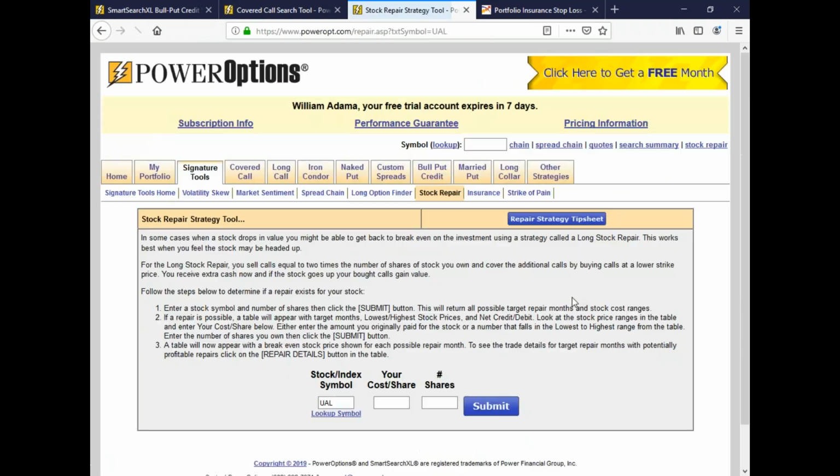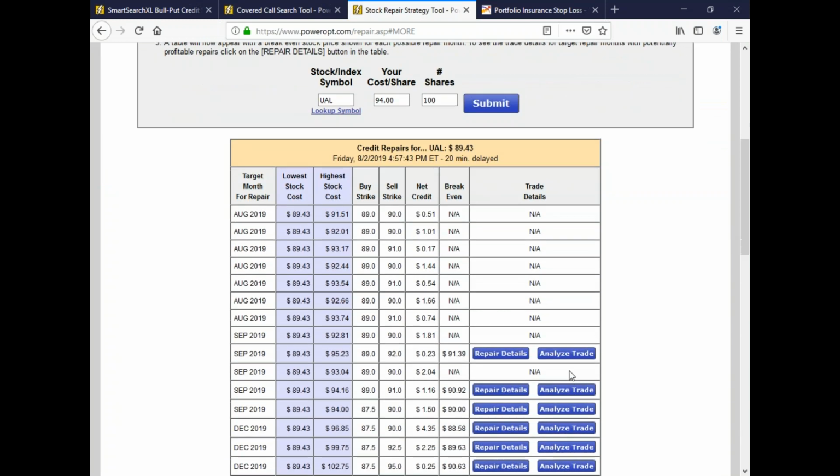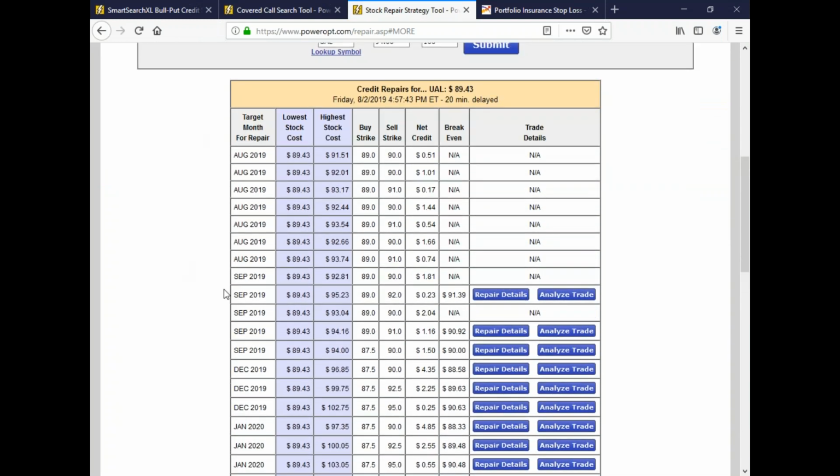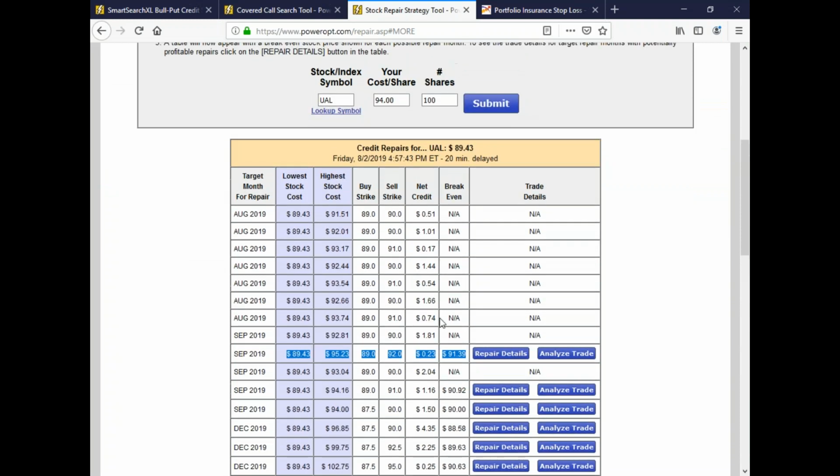Now, our stock hasn't dropped yet. It's sitting right at 89. But let's say that after selling the call and buying it back, my cost basis was 94 for 100 shares, 5 points above where the stock is now. What the stock repair tool will do is try to build you a ratio repair where you might only need to see a small gain up to 91.39, even though your cost basis is 94, to get back to break even. Okay, so if your loss is in that 10, 12, 15% range, this one isn't.